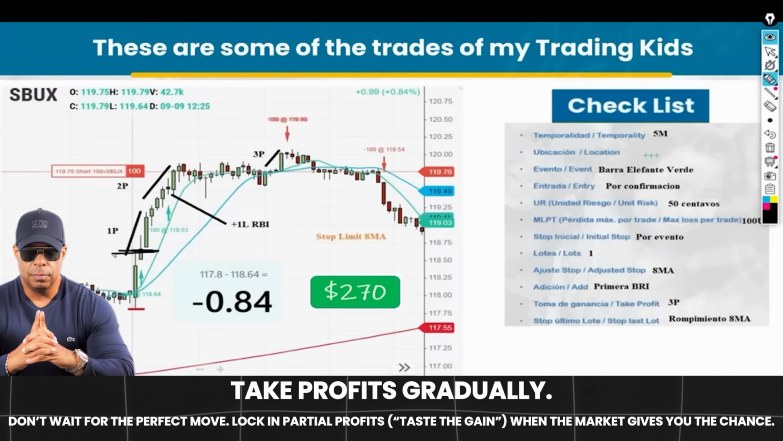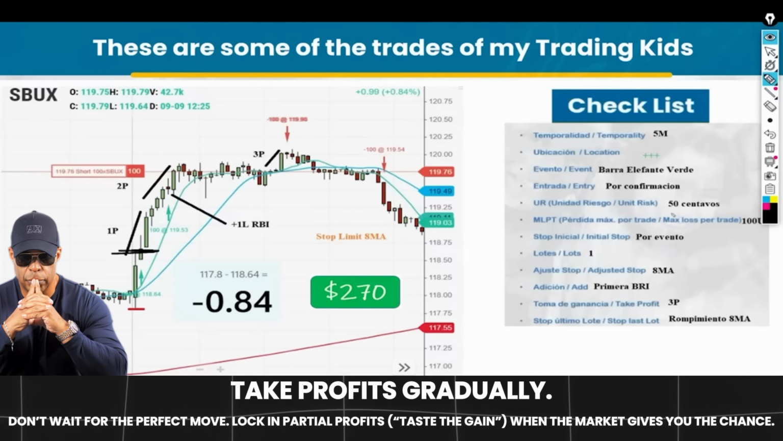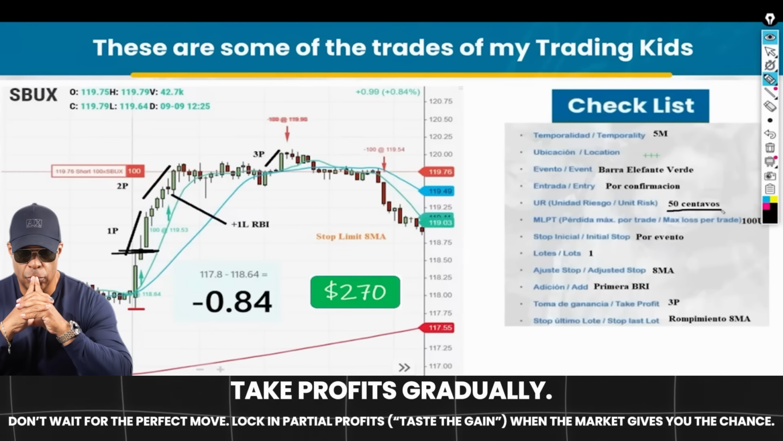Confirmation entry here. That's where they entered. Their risk. Look at how responsible they are. They're saying, I can only lose 50 cents, which is $50, right? Because if it's a one lot, 50 cents is $50. So this kid who made $270 on this play was not willing to lose more than $50 on the play.